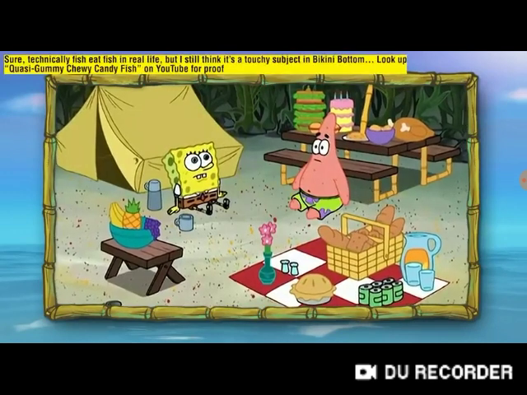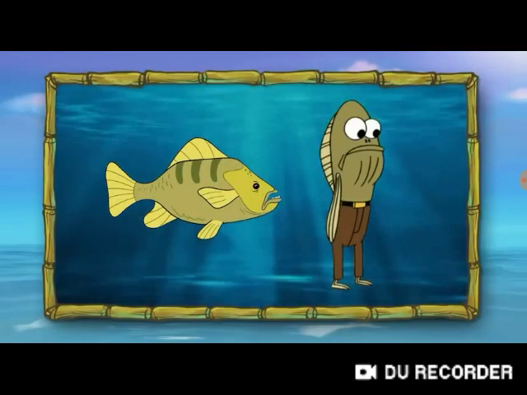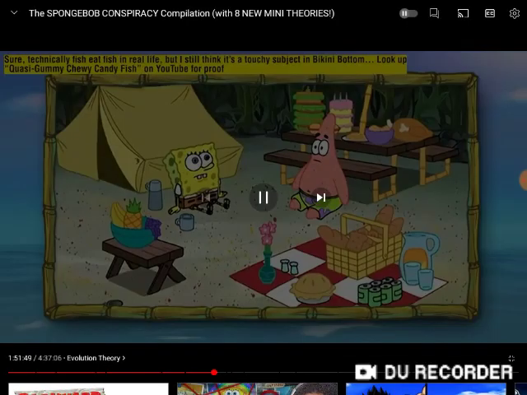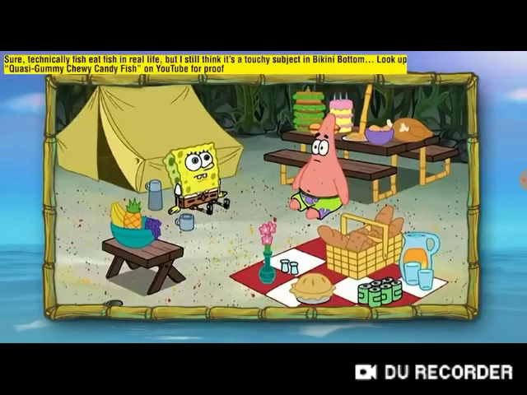There's no moral dilemma there. I mean, what else are they gonna eat? Sand? It's not cannibalism if they're less evolved than you, right? Sure, technically fish eat fish in real life, but I still think it's a touchy subject at Bikini Bottom. Look up Quacious Gummy Goo Candy Fish on YouTube for proof.